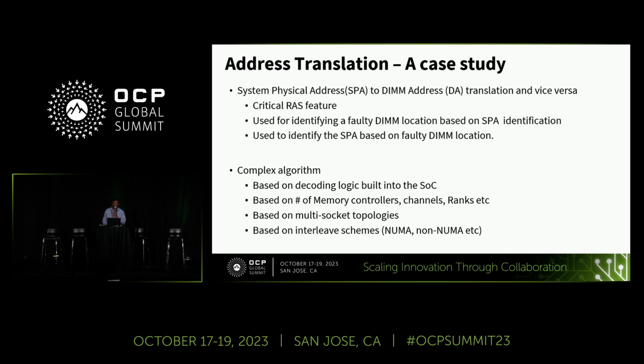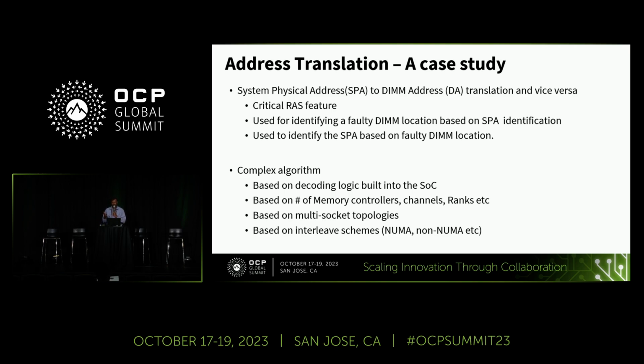So I just want to take a case study of address translation. Address translation is a critical RAS feature that server class platforms typically have. It is basically used for identifying a faulty DIMM, right? So if I get a machine check, for example, and I read the address of where the machine check happened, I want to map that system physical address to the corresponding DIMM location to identify which DIMM actually failed. That is an algorithm that you have to run through to read all the system decoders and figure out how that whole thing translates.